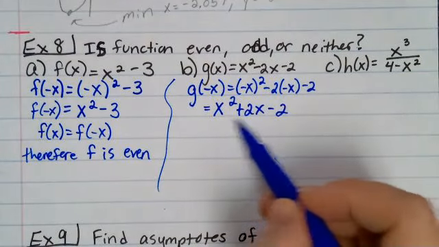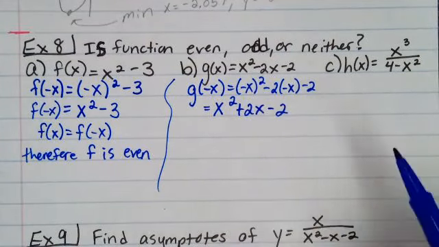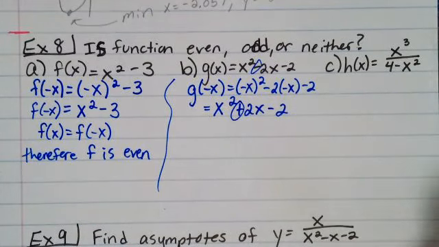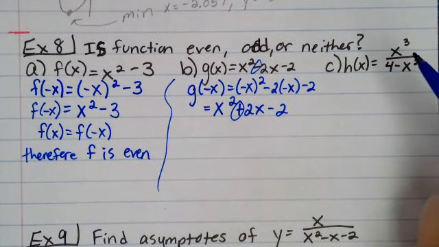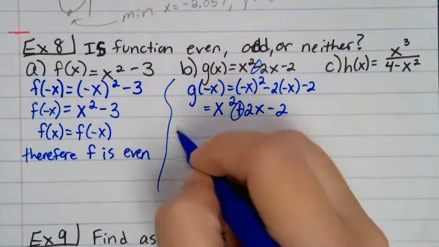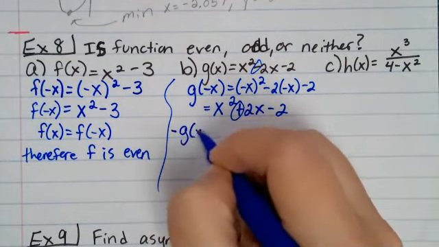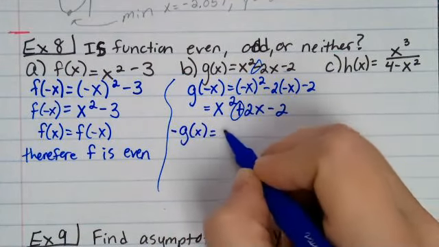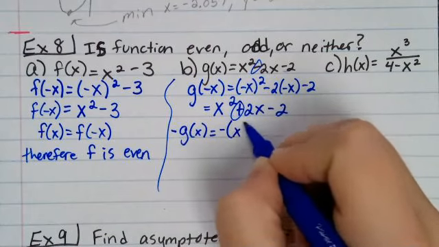So this is not exactly matching up with my original g function. The big difference here is these signs, okay? But that is enough to say that those don't match. So it's not even. But we can then check and see, is it odd? The next thing I'm going to check is, what about negative g of x? That would be me taking the g function and multiplying the whole thing by a negative, right?